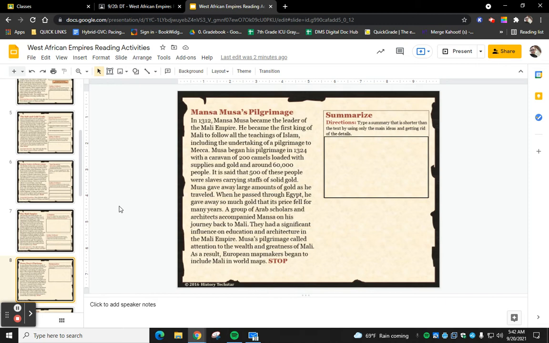Because Mansa Musa is a Muslim, his pilgrimage is to go to the city of Mecca, where Muhammad was born and where the religion of Islam started. Mansa Musa began his pilgrimage in 1324 with a caravan of 200 camels loaded with supplies and gold, and around 60,000 people. It is said that 500 of these people were slaves carrying staffs of solid gold. A lot of our readings will exchange slaves for servants. They're the same thing.